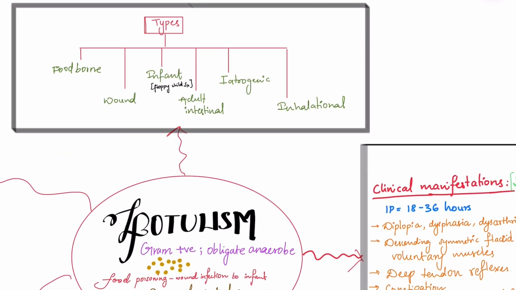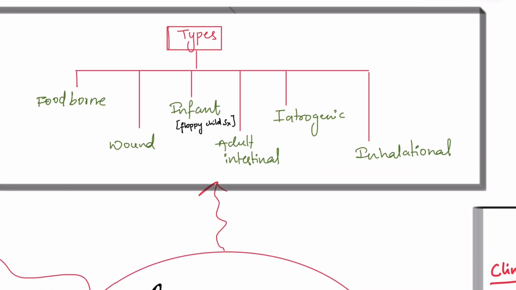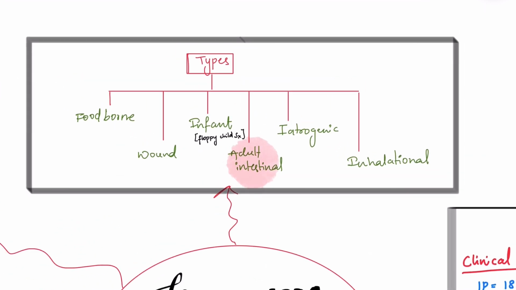And then let's talk about the types. There are mainly 6 types. Number 1 is foodborne botulism. It results from consumption of foods contaminated with preformed botulinum toxin. Most common source is homemade, improperly canned or fermented food and beverages. And then most cases are sporadic. Outbreaks are very rare. And wound botulism results from contamination of wounds with Clostridium botulinum spores.